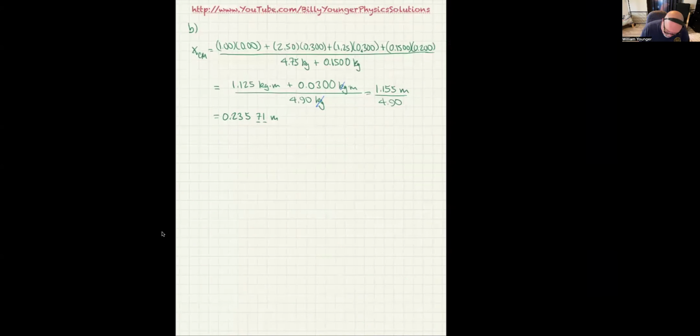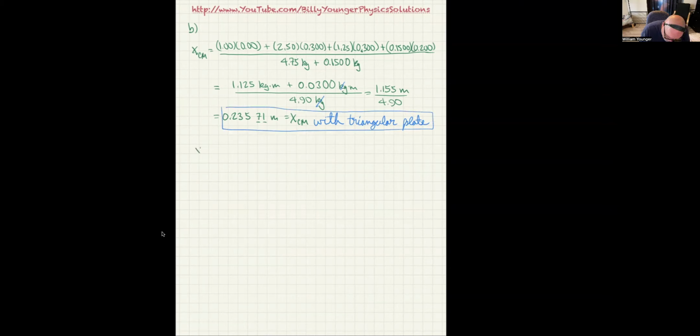Now we're going to do the same thing for the Y center of mass, but I'm going to go ahead and box this off first. So this is X center of mass, and I'm going to say with triangular plate. Okay. So that's our answer to part B, X center of mass.